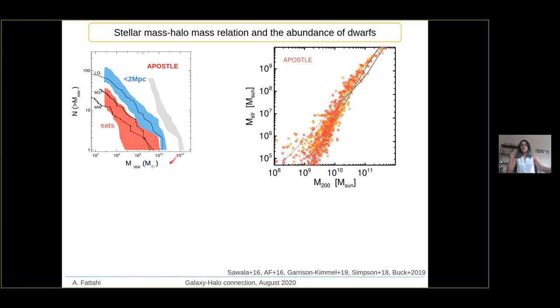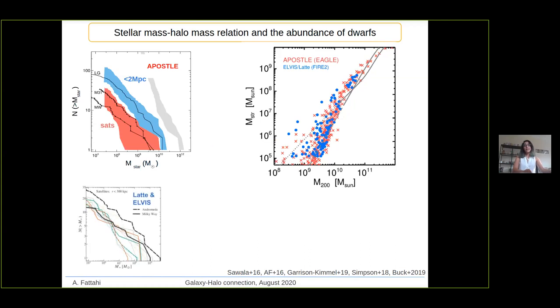And these simulations predict the right number of satellites for Milky Way or dwarf galaxies around the local group, as the stellar mass function you see on the left. I'm just going to flip through a few other models. You're looking at results, again, field galaxies, not satellites, from Elvis or Latte, from Shay's work, Garrison and Kimmel 2019, I think. And you can see they also get the right stellar mass function for the Milky Way satellites, and M31.